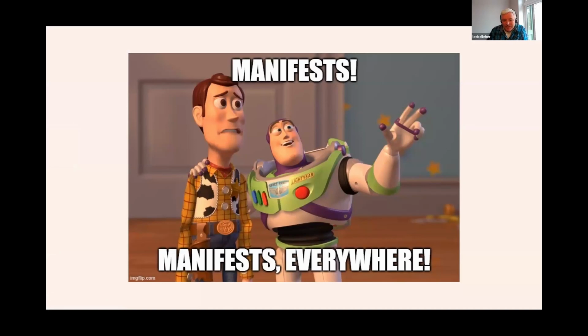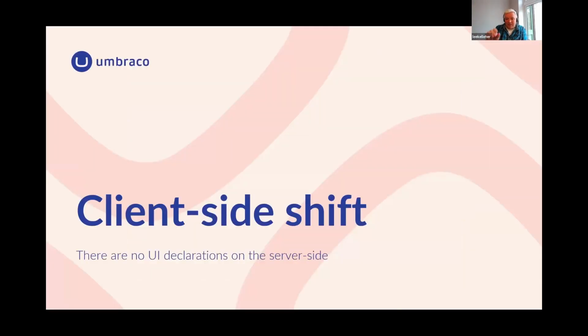But what you'll start to see as you start to develop packages now for the new back office is you'll have these manifests everywhere, as far as the eye can see. You'll see these little blobs of JSON all over the place that will say define a dashboard or define a property editor. They'll be everywhere. The reason that there's so many of these things is that there's a big shift, to future-proof it, moving things from the server side over to the client side.